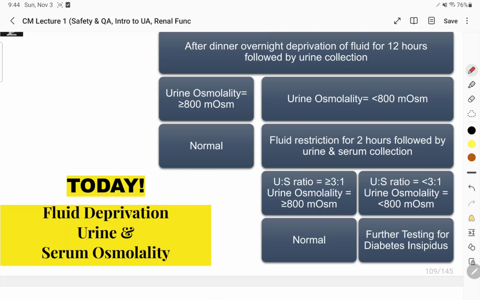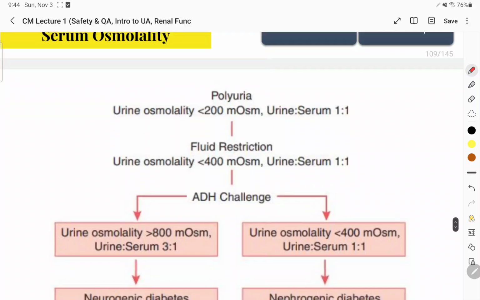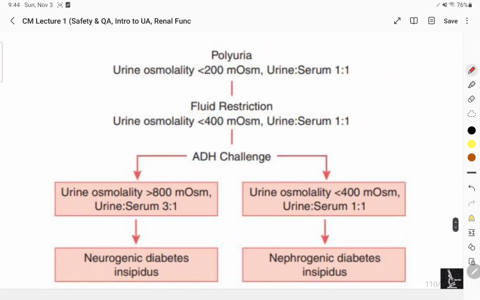Basin kuwang jud ka og ADH, no? Basin naa jud kay either nephrogenic or neurogenic diabetes insipidus. Okay? So kana siya. So for diabetes insipidus, naa like polyuria, same sa diabetes mellitus. Sige sila og ihi. But the urine osmolality around is less than 200. Grabe ka diluted. And urine to serum ratio is 1:1. And then if they undergo fluid restriction, less than 400 milliosmoles.